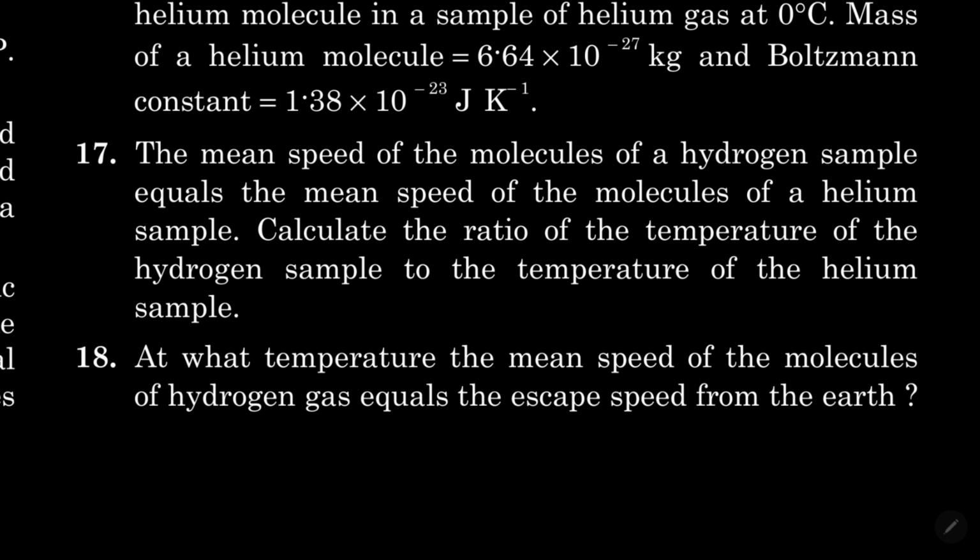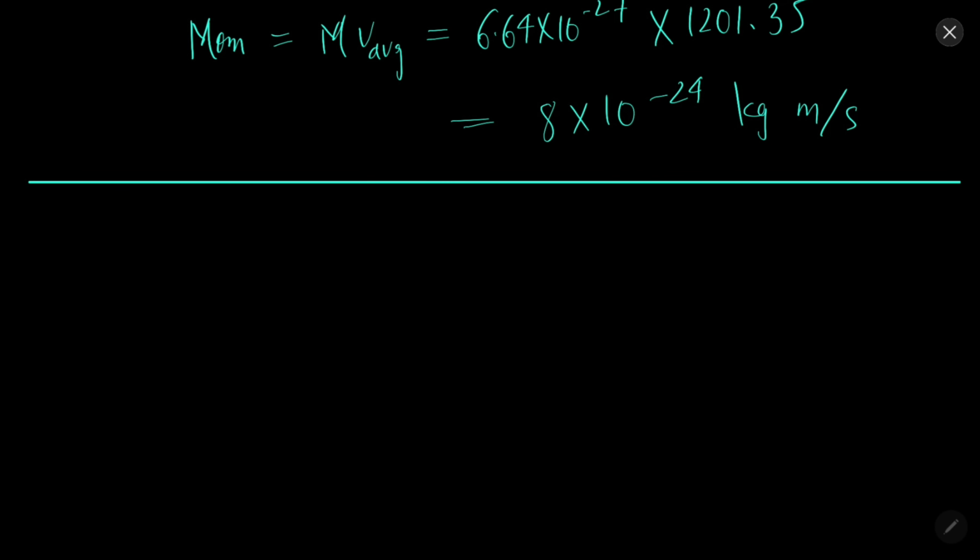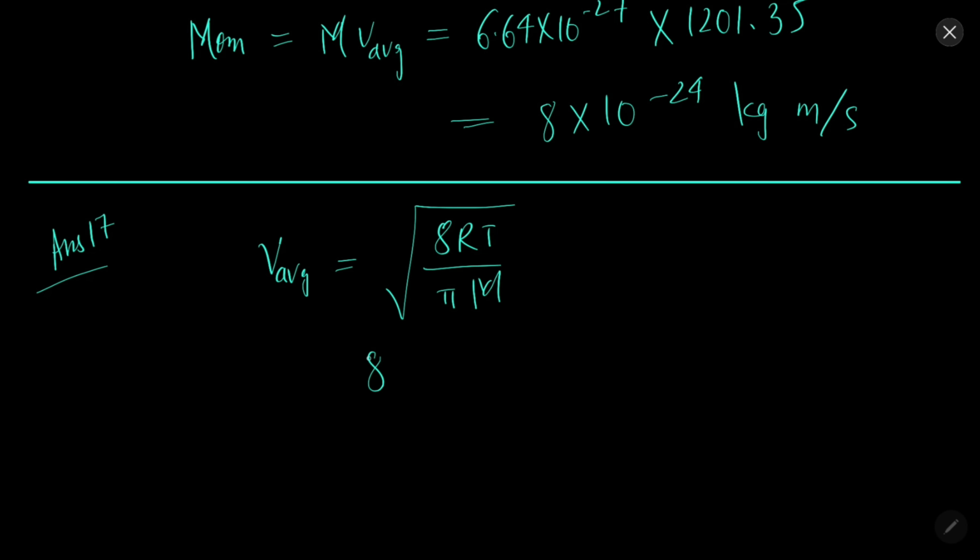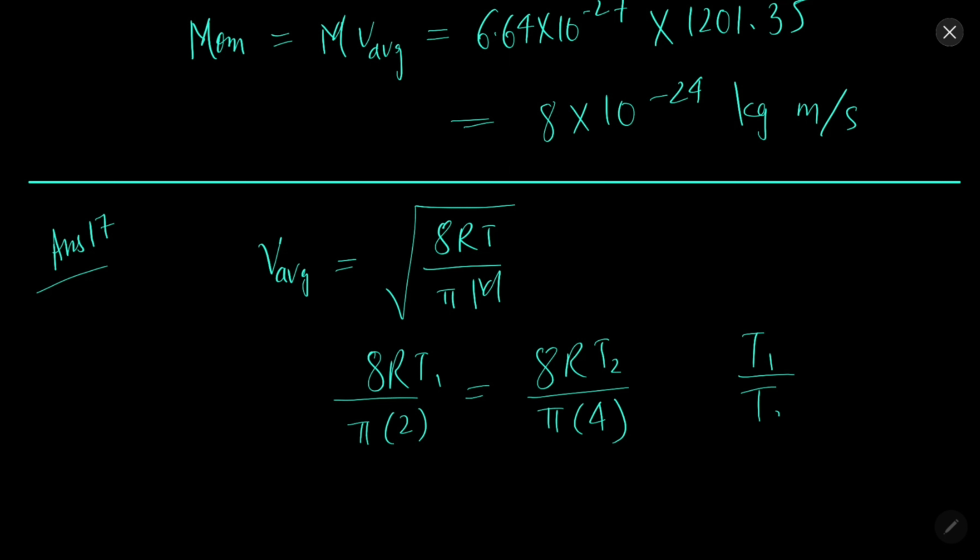In question 17, we need to calculate the ratio of the temperature of the hydrogen sample to the helium sample. Solution 17. So the average is given by this formula. So once you take the ratio, it will be like this. T1 by T2 will come out to be 1 by 2.